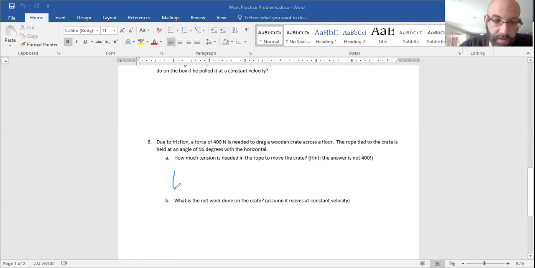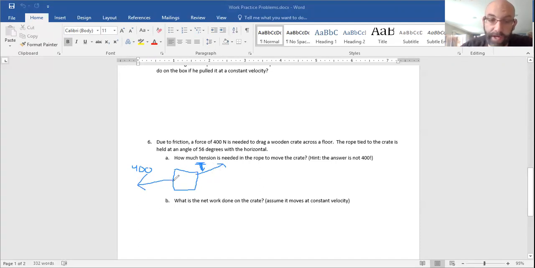So here's our box. I'm going to say this is friction, so that's 400. And we are pulling it this way to the right, up and to the right. That's our applied force, or in this case, tension. So we want to know what this value is.